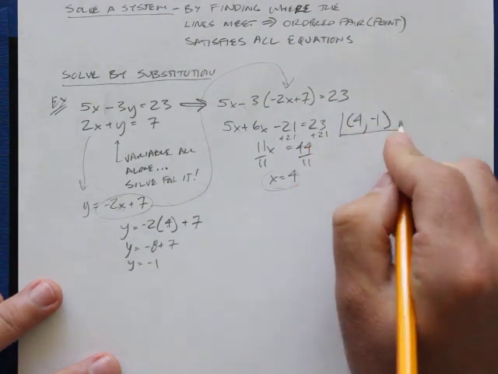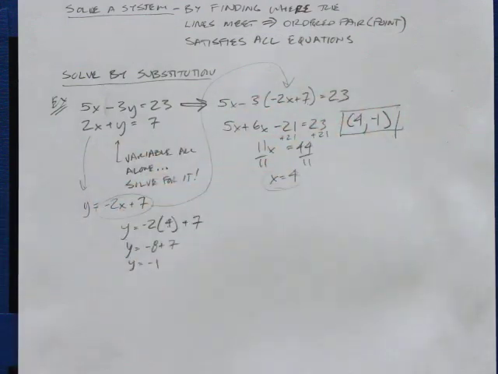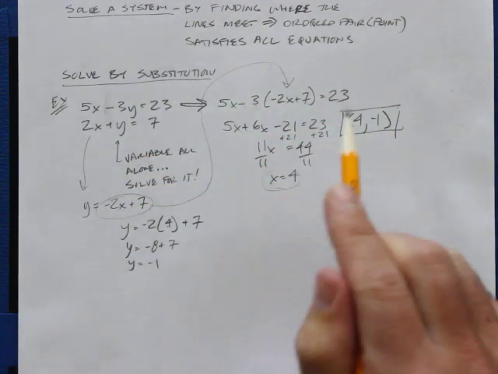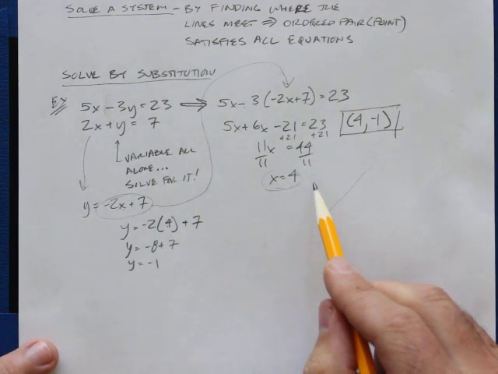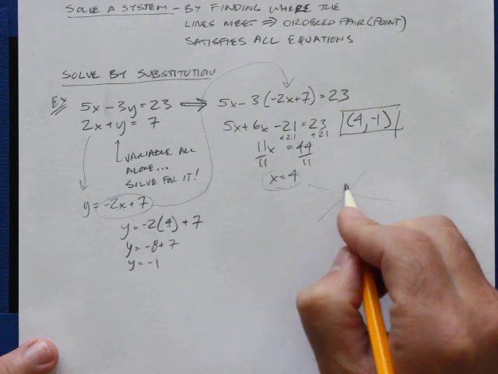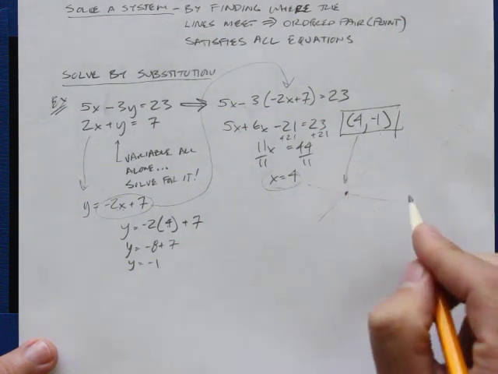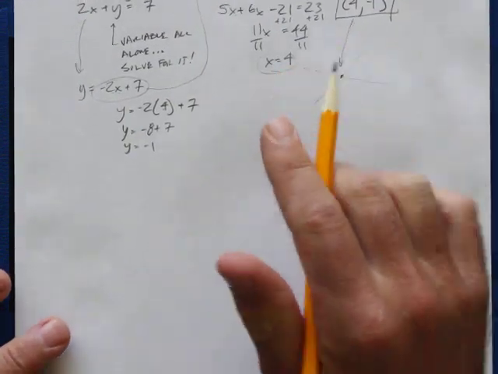So here is the point at which these two lines cross each other: 4, negative 1. If I were to graph these, they would look something like this, and there would be a point right there where they cross, and that is 4, negative 1, that point where they cross. Let's do another one.